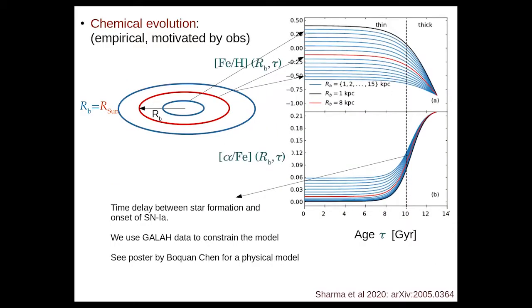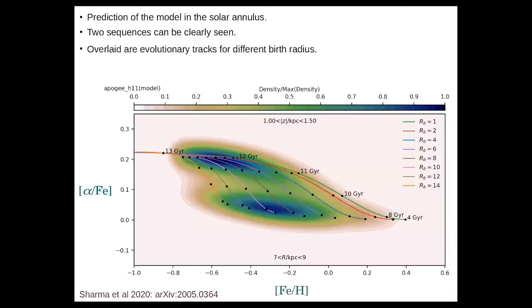Now to the chemical evolution. Here I'm showing the evolution of metallicity and alpha as a function of age. Each line here corresponds to a unique birth radius. Let's focus on the solar radius shown by red. You can see the metallicity rises with time and then flattens off. As for alpha, it starts high and then it falls off and flattens. Now the sharp fall of alpha is most likely due to the time delay between star formation and the onset of supernova Ia. We use GALAH data to constrain this model.